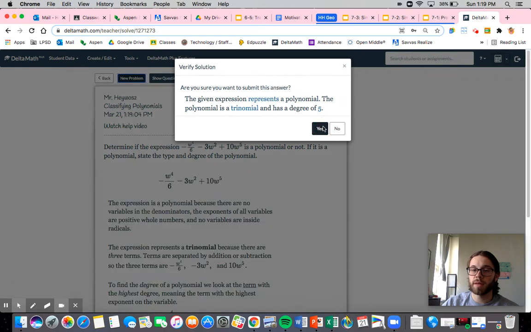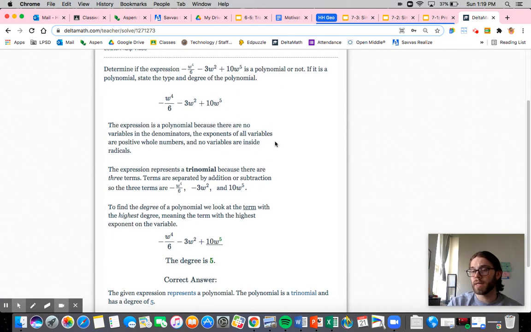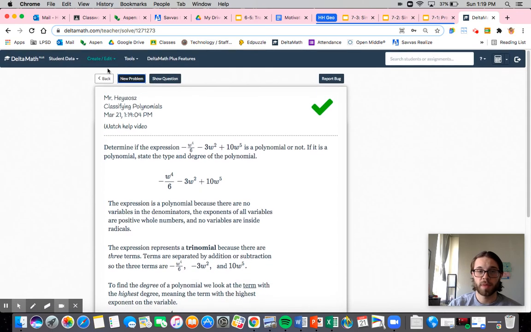By the way, the terminology to go with 5th degree is quintic. The terminology to go with the 4th degree is quartic. You don't usually use those. Sometimes you just say it's a 5th degree polynomial, 4th degree. Third degree is cubic. Second degree is quadratic. And first degree is linear. Okay. So that is just a few pieces of information on that.